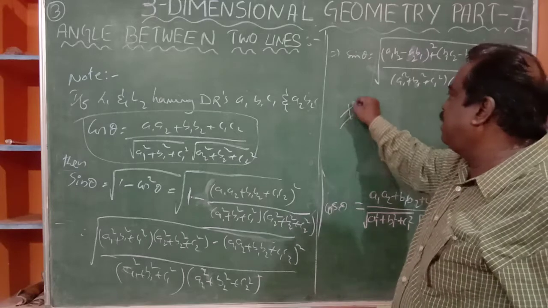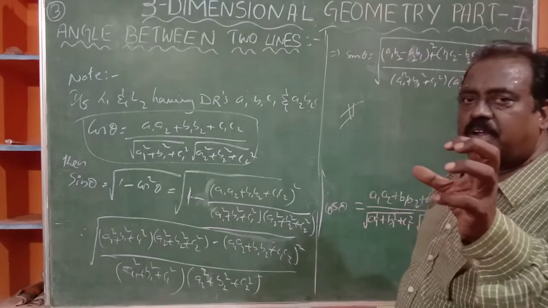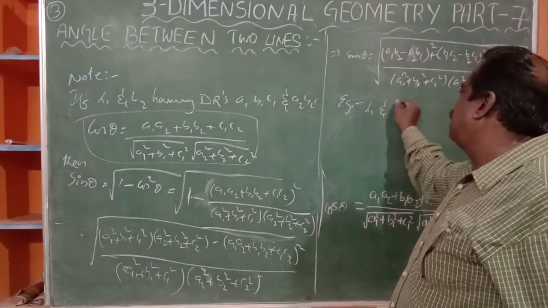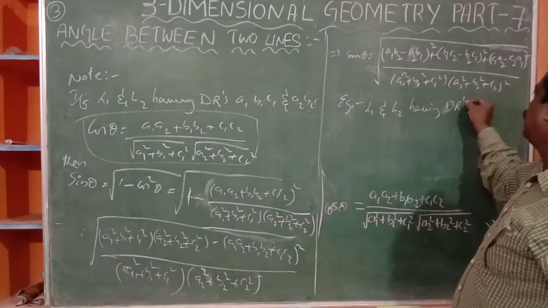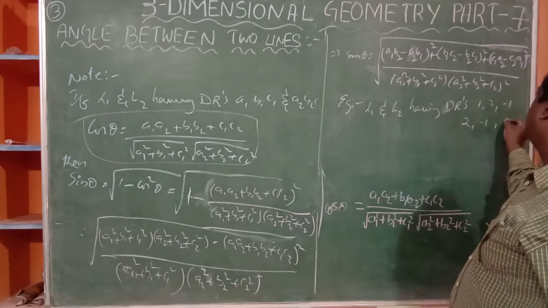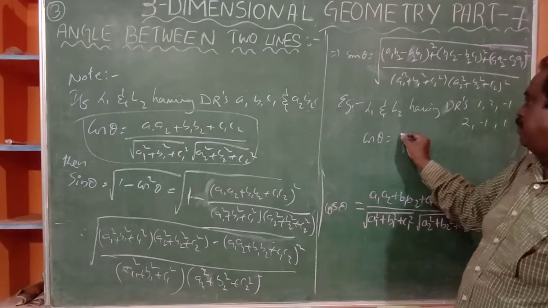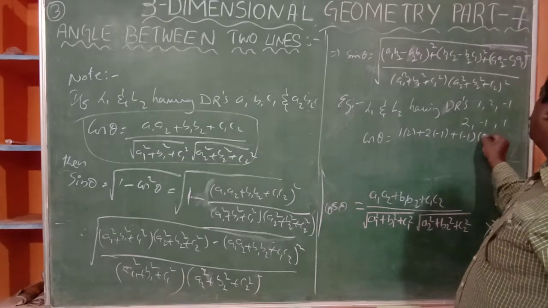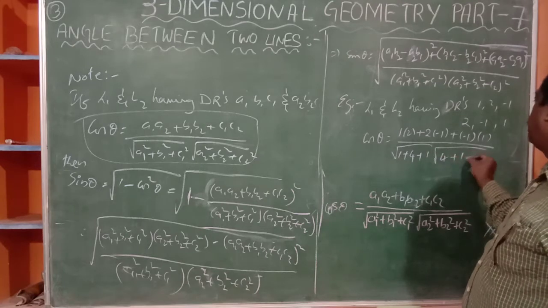Okay? This is the angle between the two lines, those lines having some DRs. For example, suppose L1 and L2 having DRs 1, 2, minus 1 and 2, minus 1, 1. Then what is cos theta? What is the angle? Cos theta is A1A2, that is 1 into 2 plus 2 into minus 1 plus minus 1 into 1 by root of 1 plus 4 plus 1, root of 4 plus 1 plus 1.